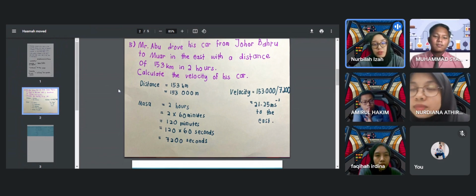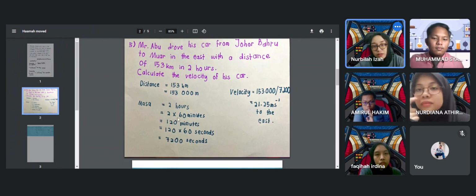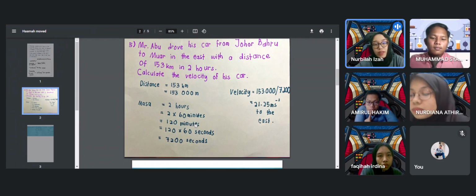So the formula for velocity is distance divided by time. But we have to change the unit from kilometer to meter, which is 153, change it to 153,000 meters. And then the time, we change from hours into seconds. So we multiply by 60 minutes and then we get 120 minutes, and then we multiply by 60 seconds. So we got 7,200 seconds.